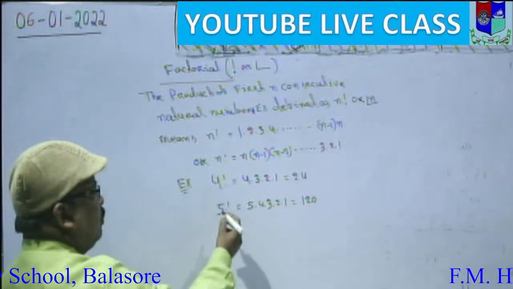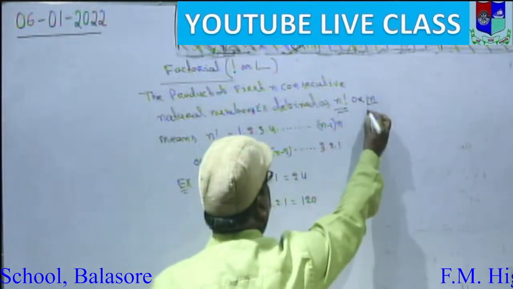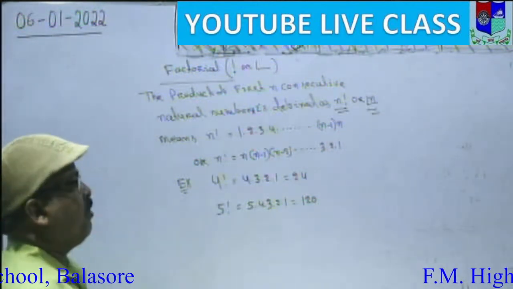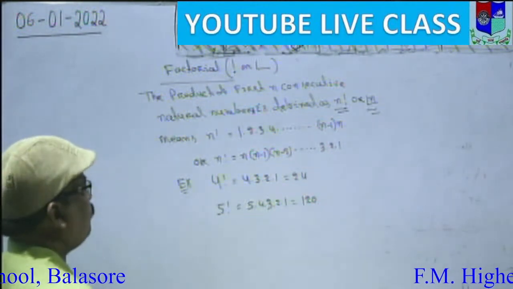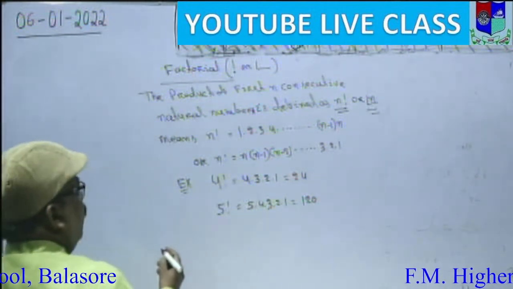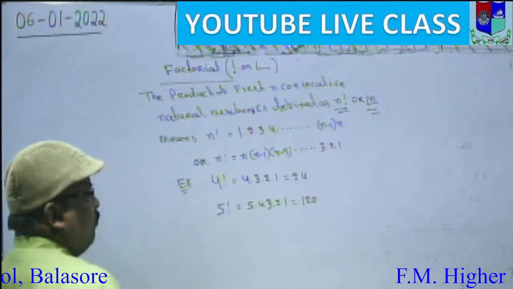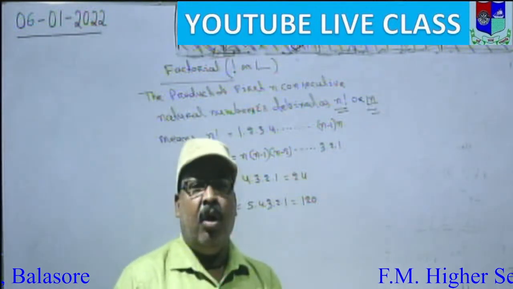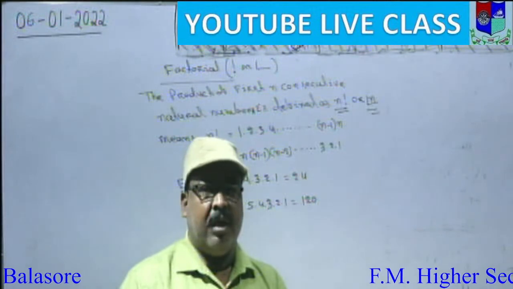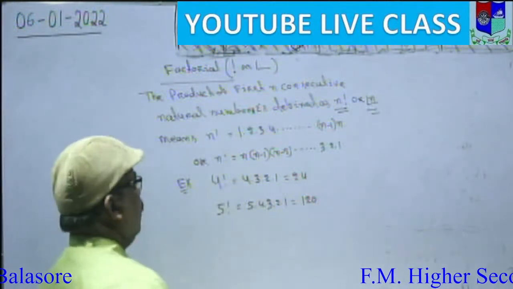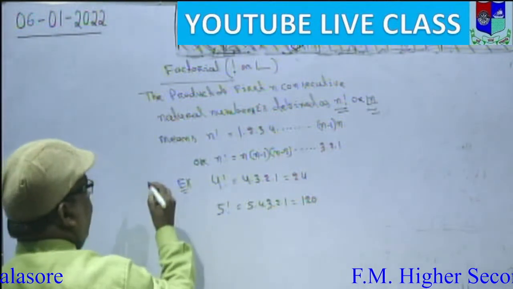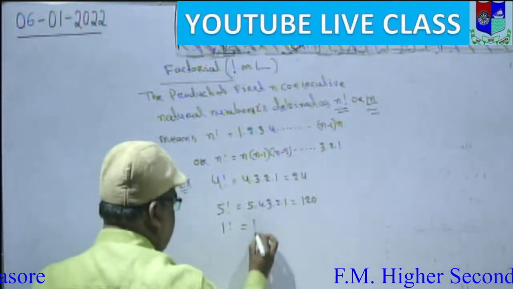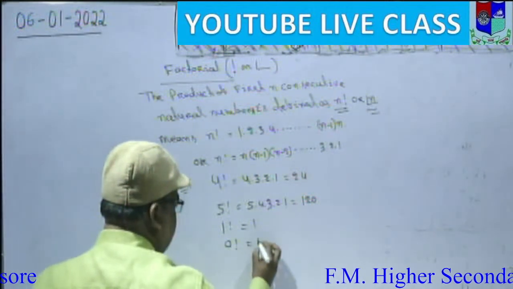These factorial symbols we use in two ways. These are the two symbols for this factorial. We can add them, we can subtract them, we can multiply them, also we can divide them, these factorials. And one thing remember, 1 factorial is also 1 and 0 factorial is 1.